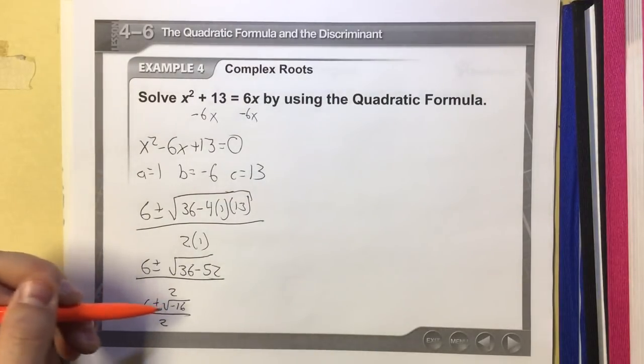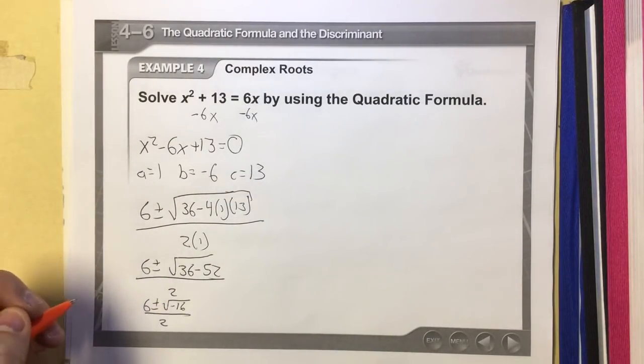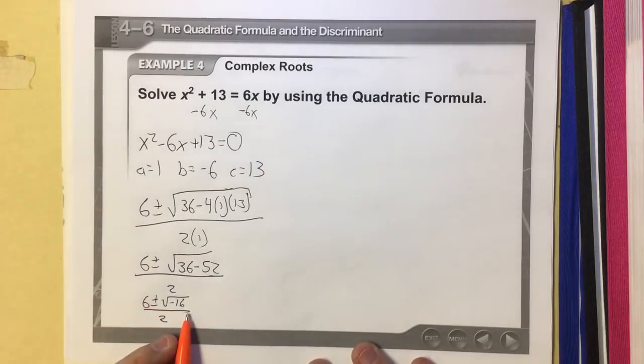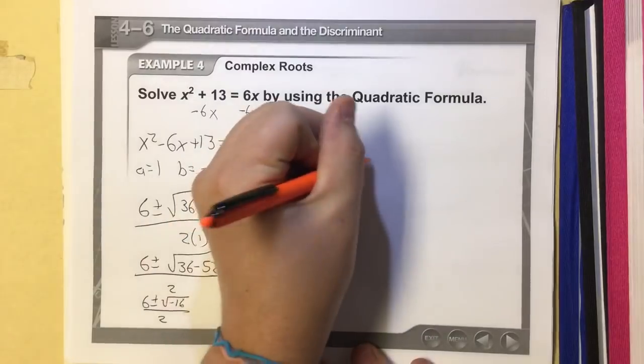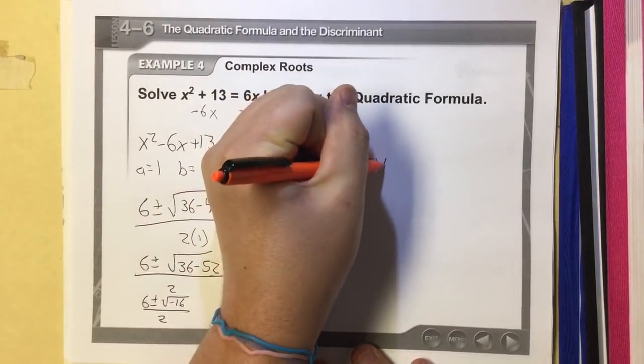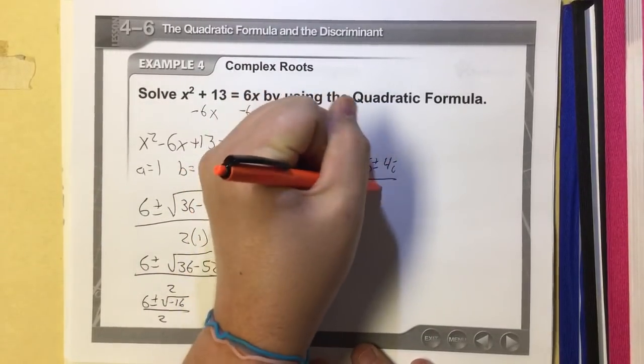I'm seeing that negative under a square root. That means that imaginary unit i is going to come in. Square root of 16 is 4. The negative is taken care of by the i. So I have 6 plus or minus 4i over 2.